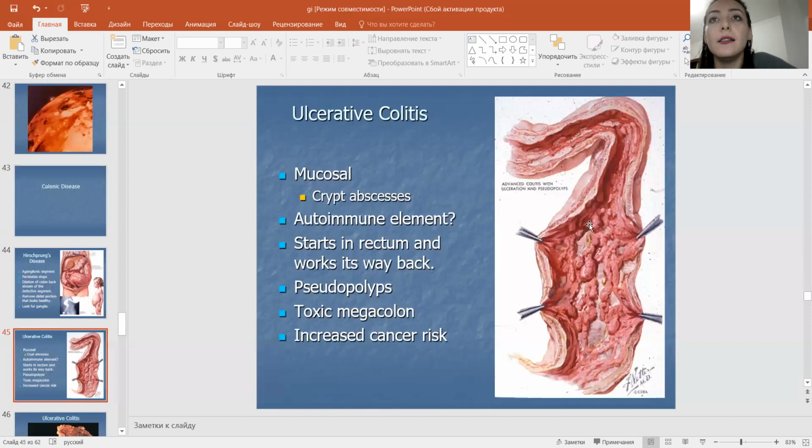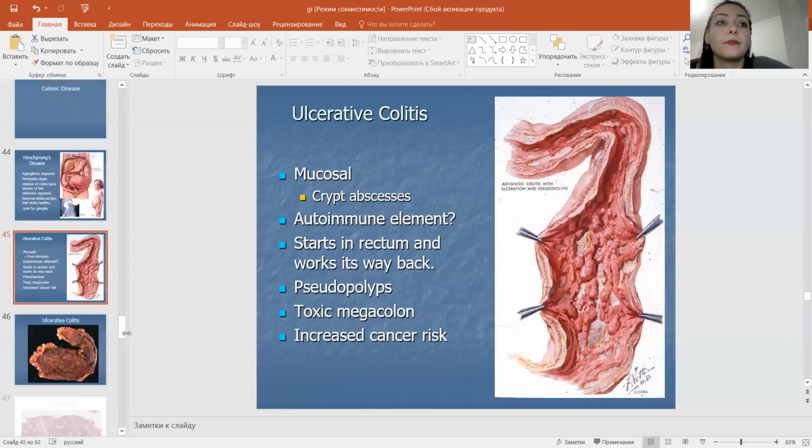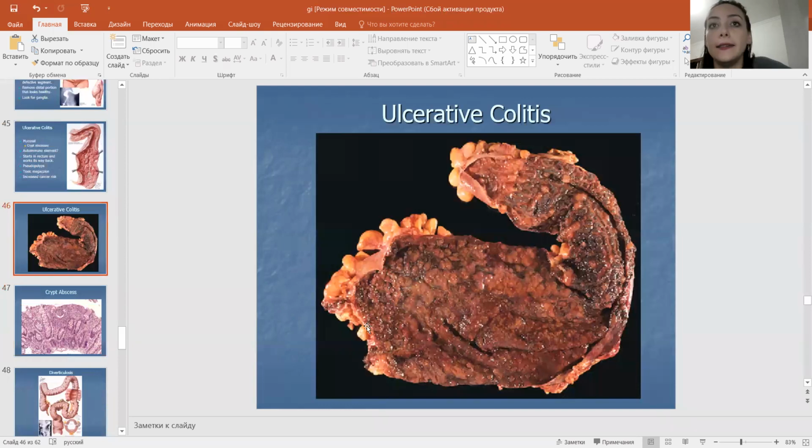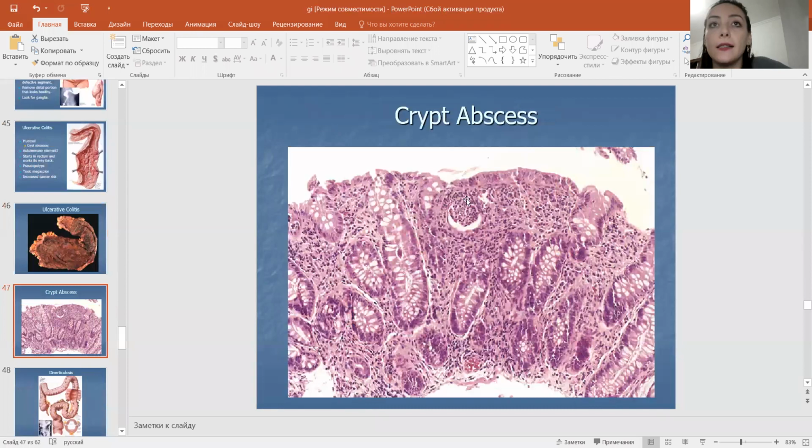Ulcerative colitis: mucosal crypt abscesses, autoimmune element, starts in the rectum and works its way back. And pseudopolyps, toxic megacolon, and increased cancer risk. Ulcerative colitis, you can see. Crypt abscesses, you can see.